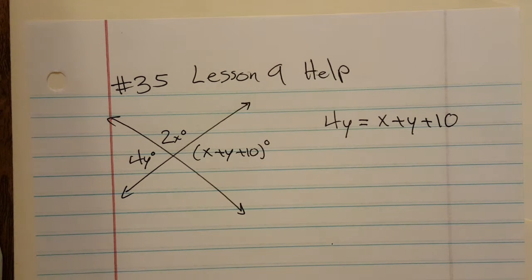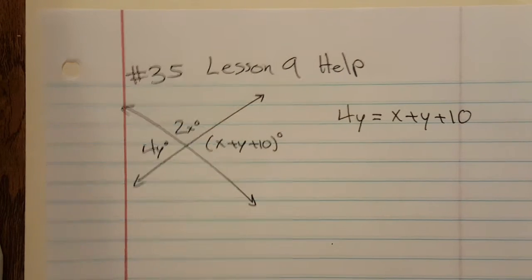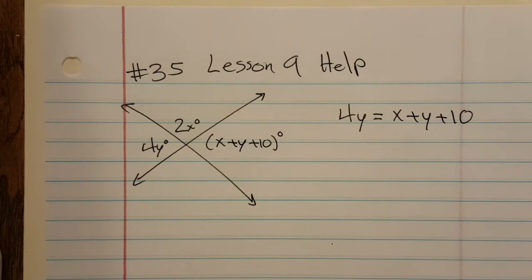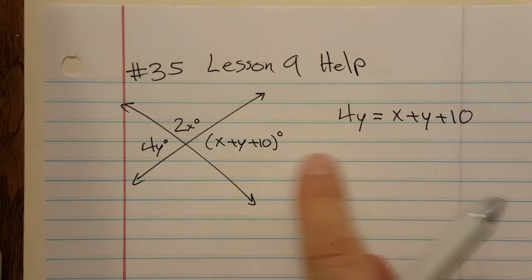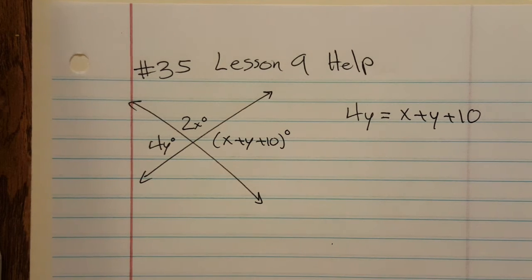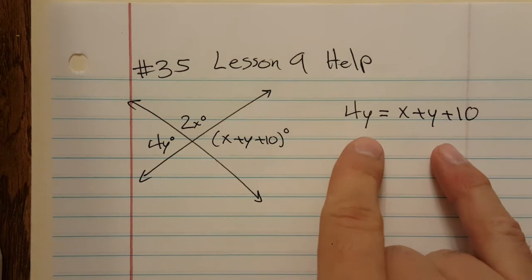Hey yo, number 35, again with the lesson 9 help. How in the world do you find all of this angle stuff when there's X and Y's and all of these things? Again, you always want to start with vertical angles. Set the vertical angles equal to each other.